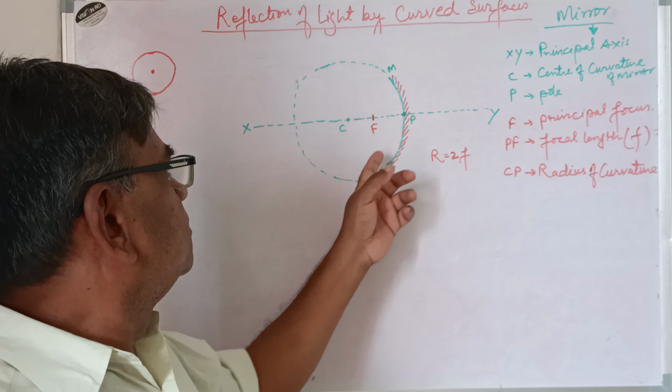So rule two, क्या है? Incident ray passing from center of curvature, means point C, after reflection, the ray will pass through C. Means this will follow the same path as the path of the incident ray.